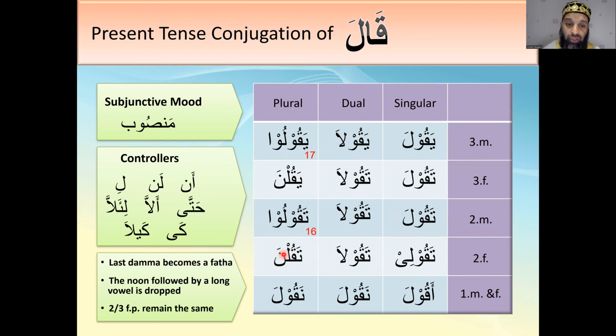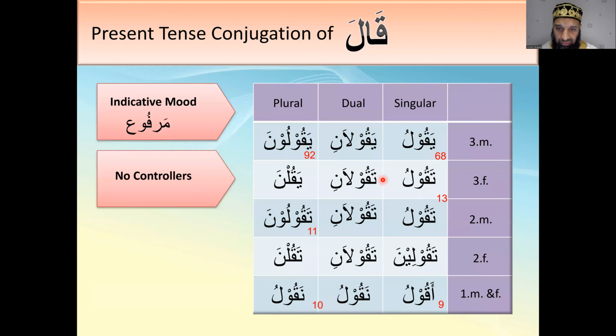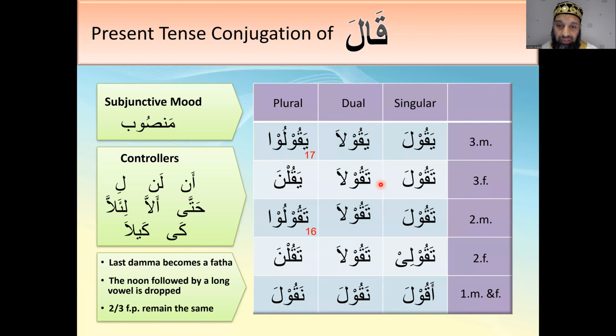Okay, somebody's asking, what does a controller do? A controller, it's just a word. So a controller is just one of these words like "until", right, etc. If one of these words comes in front of a present tense verb, it knocks the noons off at the end, or it changes the dhamma to a fathah. It causes the ending to change. The meaning doesn't change, but it causes the ending of the present verb to change. That's all.